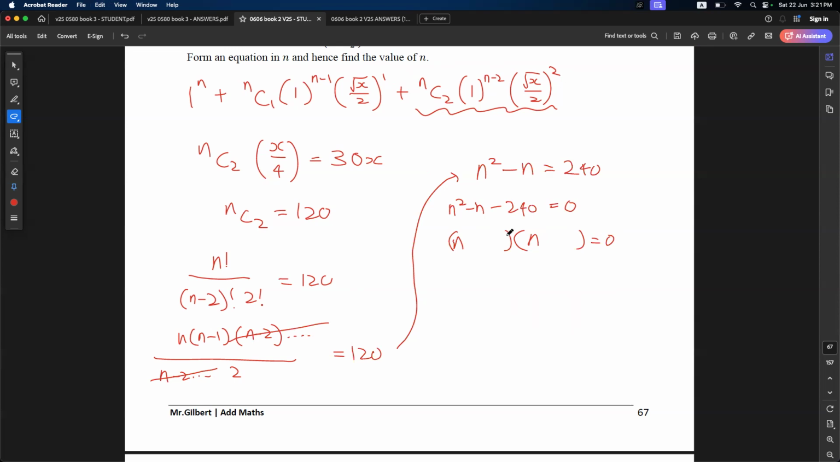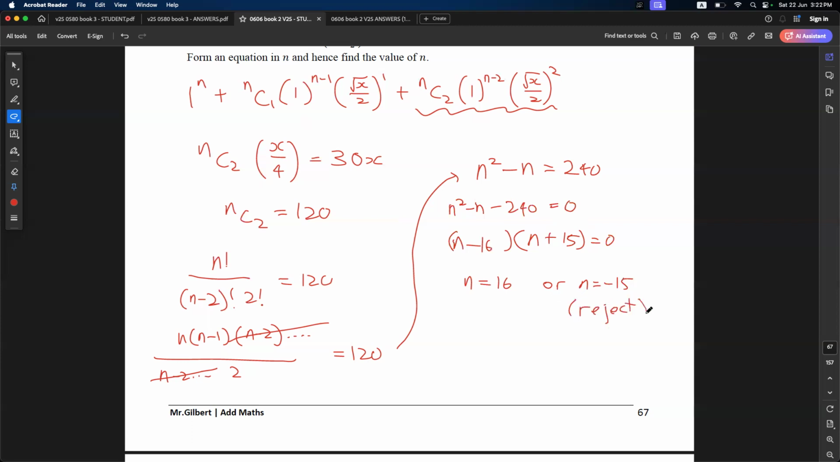You did this question yourself, not bad. n minus 16 and n plus 15. So n equals 16, but then also negative 15. The two values already. Can n equal negative 15? Absolutely not. So we reject it. So n must equal 16.